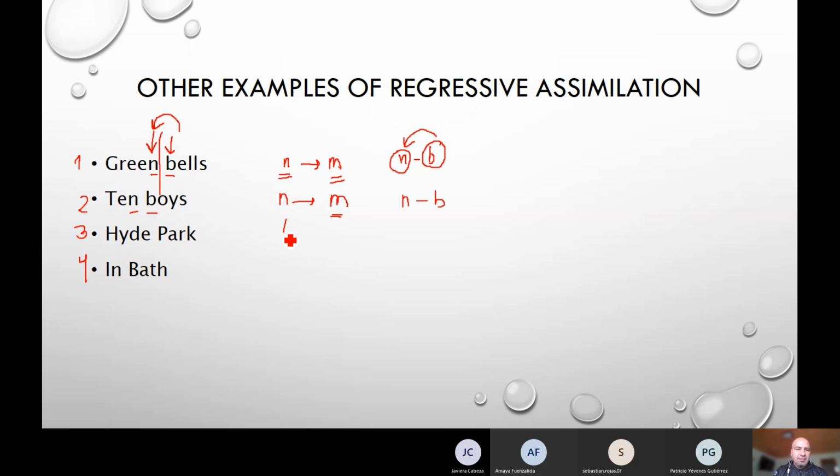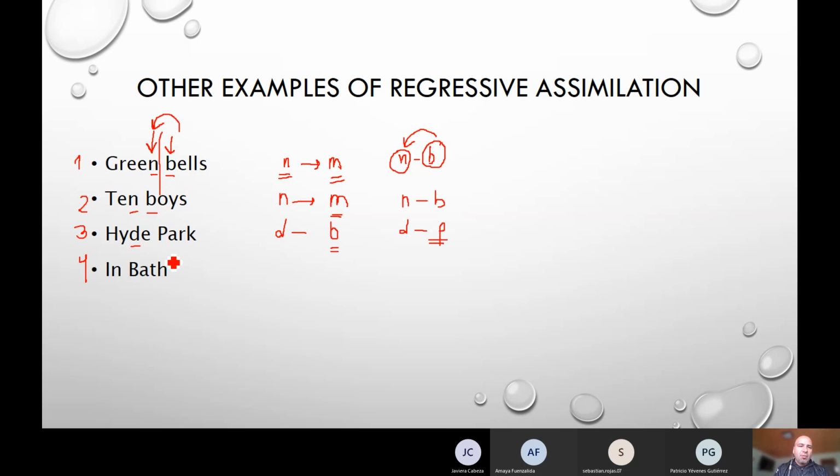Hyde, which ends in d. So we have d here, that comes before p. Hyde Park. So d becomes more like a b. Hyde Park. Okay, this final d here before a p sounds more like a b.